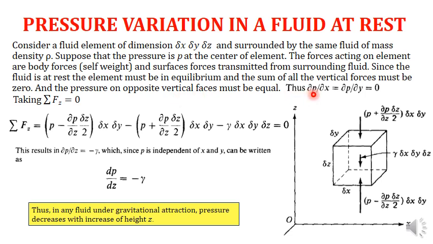Thus, delta P over delta x should be equal to delta P over delta y, and this should be equal to 0. What does it mean? It is not going to give you a different answer. We are just going to include the heights of the fluid in the x direction, in the y direction, and in the z direction.